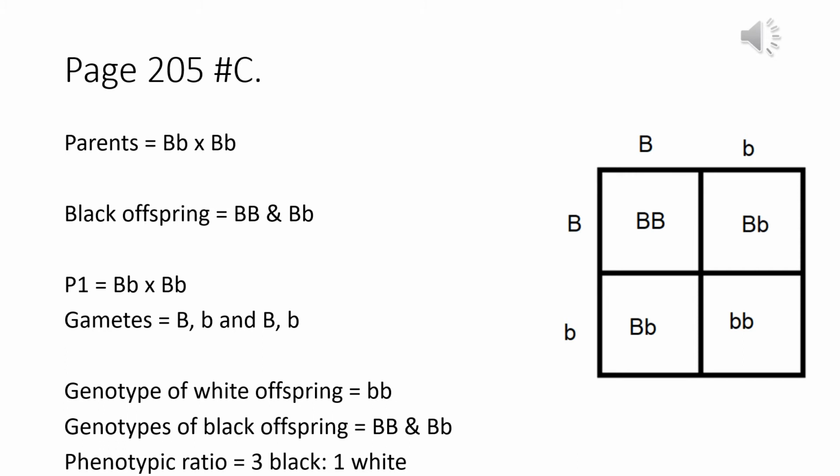Underneath, they ask again, what's the genotype of the white offspring? Was little b, little b. What are the genotypes of the black offspring? Was big B, big B, and big B, little b. The offspring illustrate what phenotypic ratio? Is a 3-to-1 ratio. There's 3 of them that are black and 1 of them that would be white.